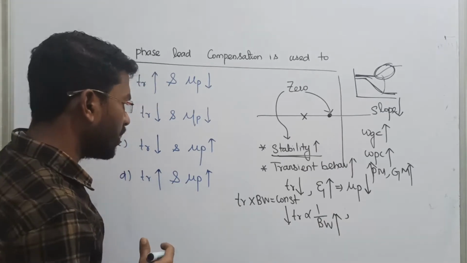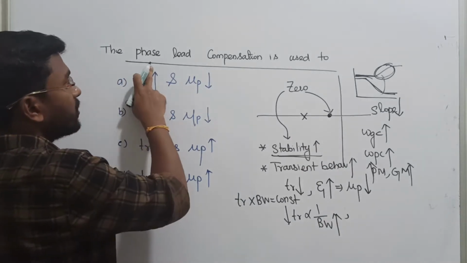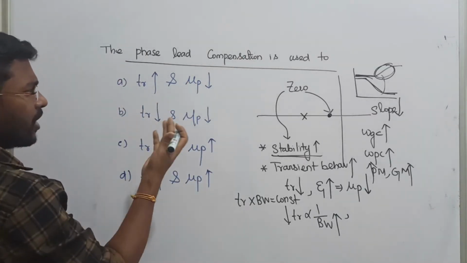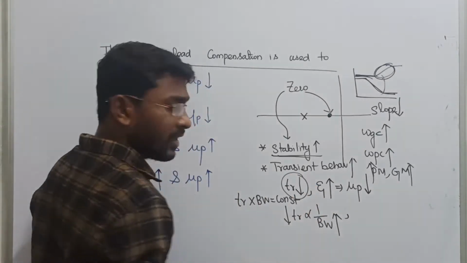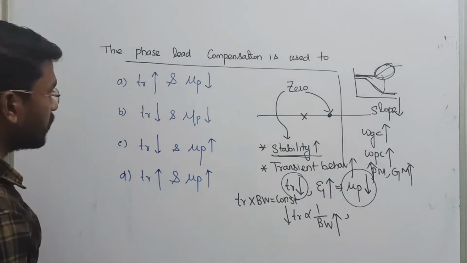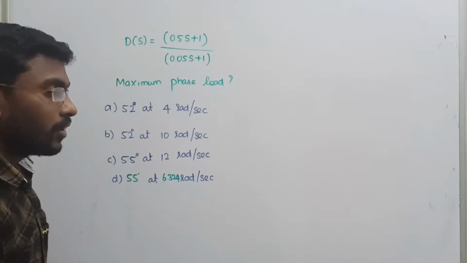So the conclusion for our question is, because of the phase lead compensator, they have given only two parameters: rise time and peak time, that is, maximum peak overshoot. Rise time will decrease as well as maximum peak overshoot will also decrease. So the correct answer for this question is option B. Let us see the next one.